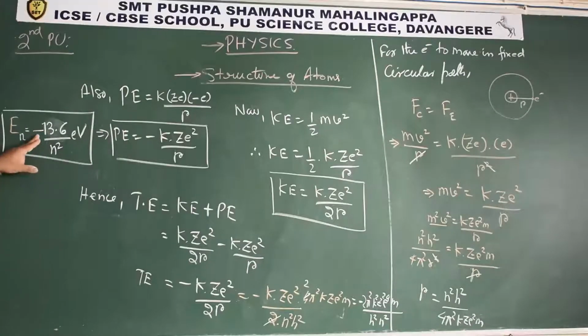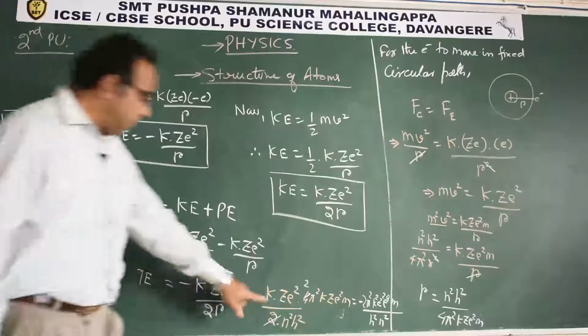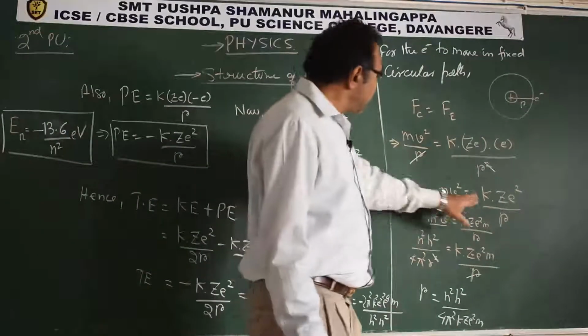Energy is negative. What is the significance of the minus sign here? This energy, we find it is negative. What is the significance of the minus sign? See, this is the energy of the electron in the nth orbit. n is the orbit number. That is what we have seen everywhere, na? n is the orbit number.